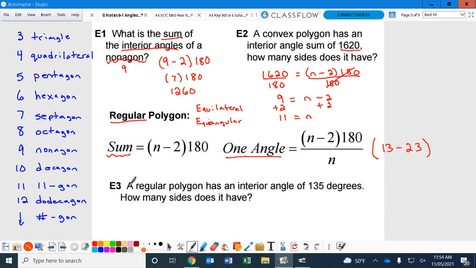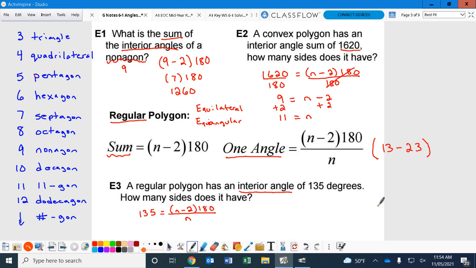Now, this is a work backwards problem of this. This is not going to be on the assignment, but I need you to see one going backwards like this because the EOC is going to have some. It's always going to do the thing that's the most involved. So get this one down and let's talk about it. It says the regular polygon has an interior angle, that's one angle, of 135 degrees. So it's 135 equals, and then here's our formula. N minus 2 times 180, all divided by n.